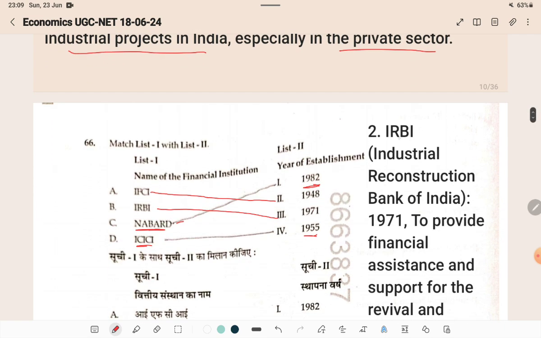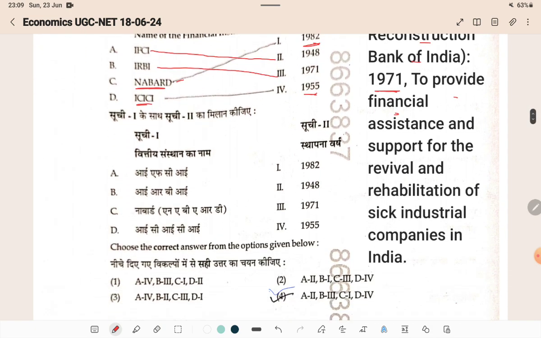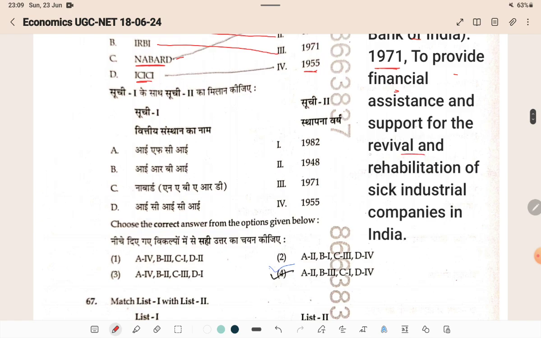And the last one was the IRBI, Industrial Reconstruction Bank of India, established in 1971 to provide financial assistance and support for the revival and rehabilitation of sick industrial companies in India. So the fourth option will be the right answer here.